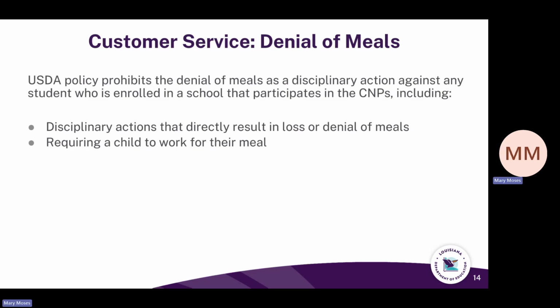USDA policy prohibits the denial of meals as a disciplinary action against any student who is enrolled in a school that participates in a child nutrition program. It also prohibits requiring a child to work for or earn their meal.